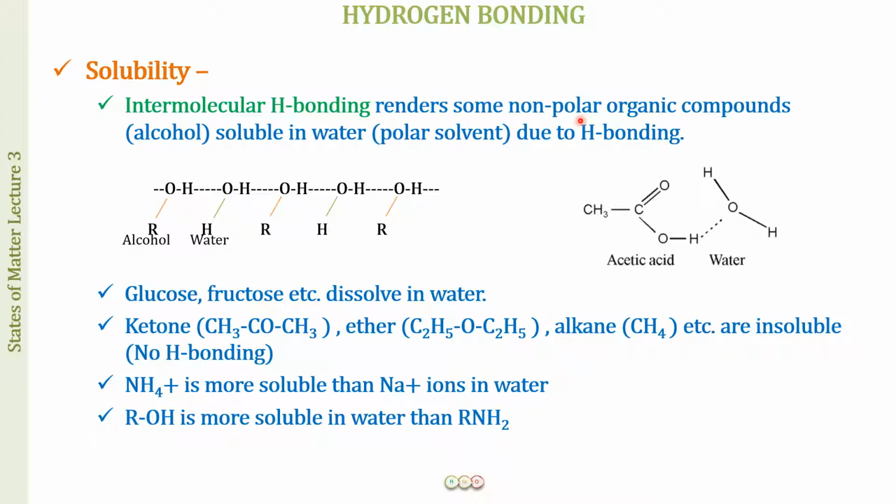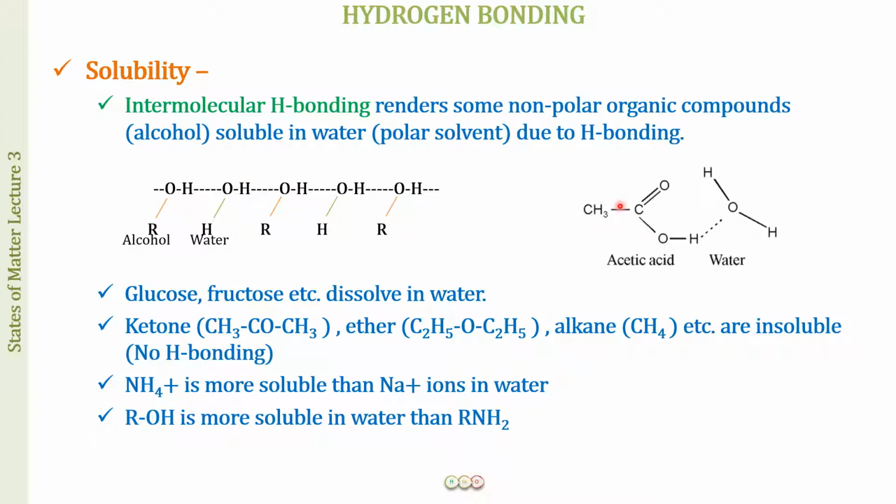But here also, when the non-polar organic compounds can form intermolecular hydrogen bonds with water, then these will be soluble in water. For example, one example that we have already learned is that alcohol is soluble in water, and that is because of the hydrogen bonds present between alcohol and water molecules. The alcohol molecule has hydrogen covalently bonded to oxygen, and the water molecule has electronegative oxygen. This is going to form a hydrogen bond, and when hydrogen bonds are formed, the alcohol is going to be soluble in water.